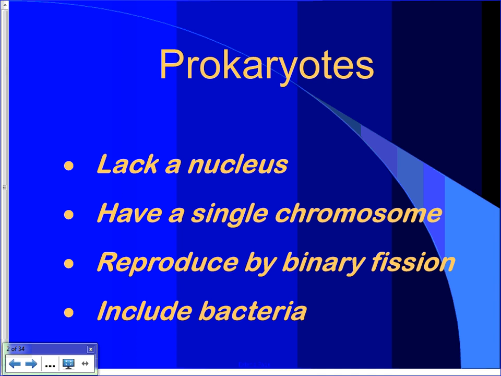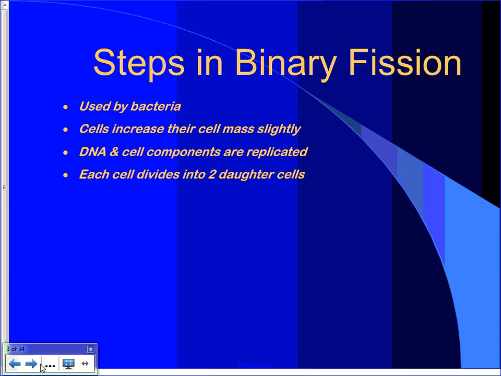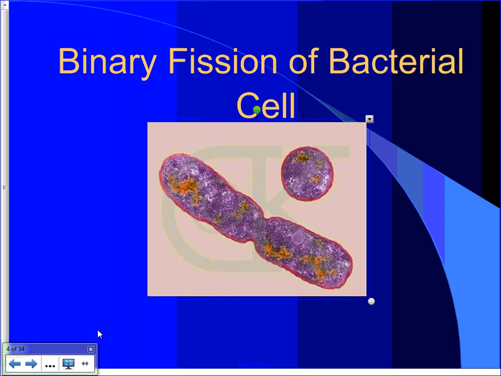Prokaryotes are organisms that lack a nucleus. They have single chromosomes, and they will reproduce primarily by binary fission. They include things like bacteria. And some steps in binary fission, this is used by bacteria. The cells will increase their cell mass slightly. The DNA and cell components are replicated, and each cell divides into two daughter cells.